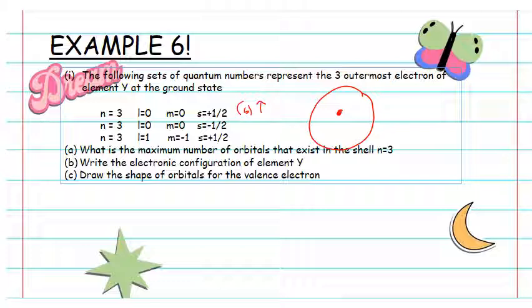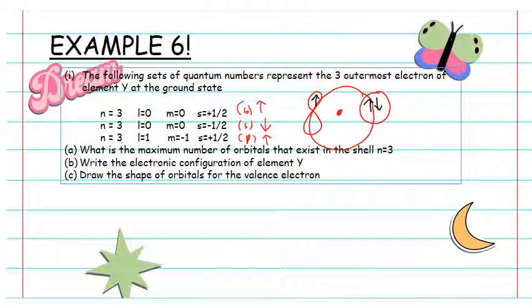n sama dengan 3, l 0, m 0, negatif setengah. Ini pun duduk pada s orbital. Negatif setengah means the spin dia anti-clockwise. So n sama dengan 3, l 1, m negatif 1, s positif setengah. So it means ini duduk pada p orbital, another electron. So kita tahu pada petala paling luar sekali, ada 2 biji elektron duduk pada s orbital dan sebiji elektron duduk pada p orbital.